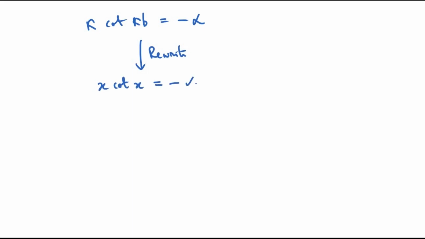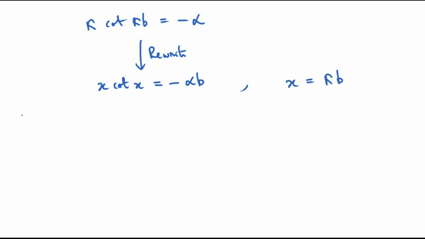Now we will go, as I was telling you, into a little bit more detail. Now previously, remember, we obtained this relation, kappa cot kappa B, this is equal to minus alpha. Now we can rewrite this as x cot x is equal to minus alpha B, where this x is equal to kappa into B.